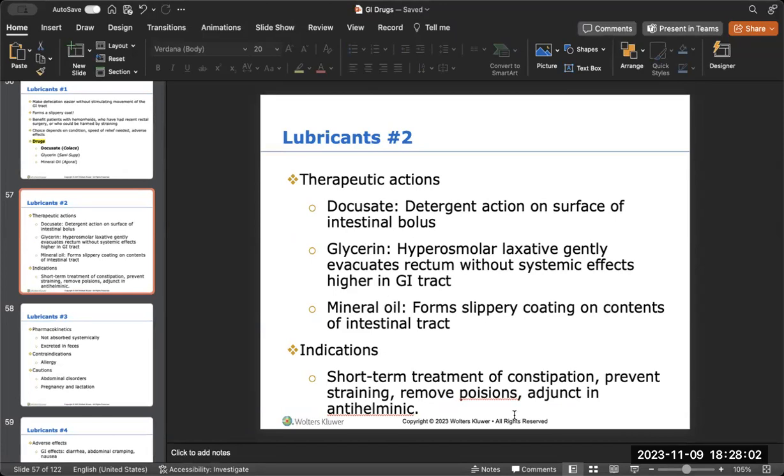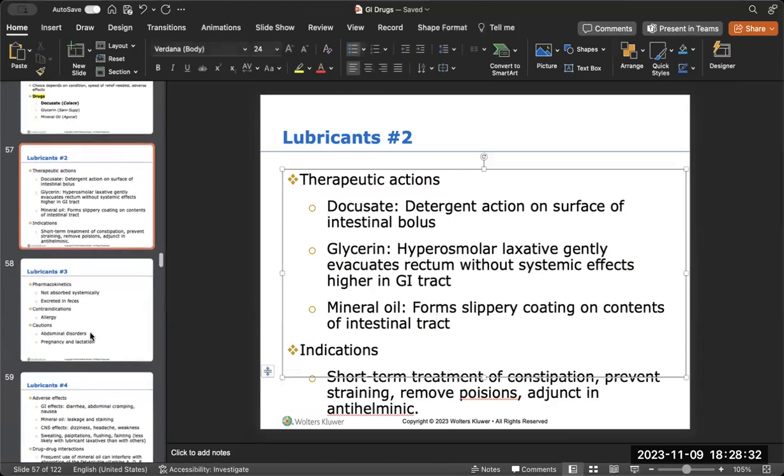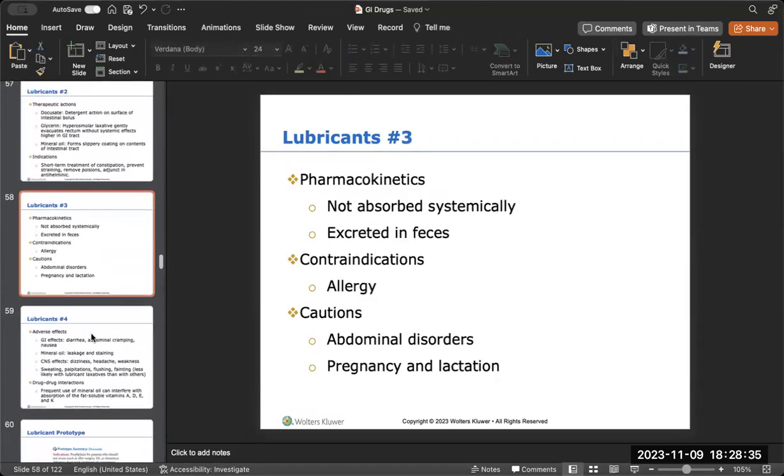What they're used for: all of them are used for constipation. These can also remove poisons, and they can also be an adjunct in treating helminths, which are worms. Sometimes you get an infection where a worm gets into your GI tract. Anthelmintic means anti-worm, so these can be used in conjunction for people having bowel problems after an exposure to a worm. Like I said, I would really know what they do and how they work. They're all excreted in the feces. The whole point of all of these is to help you poop.